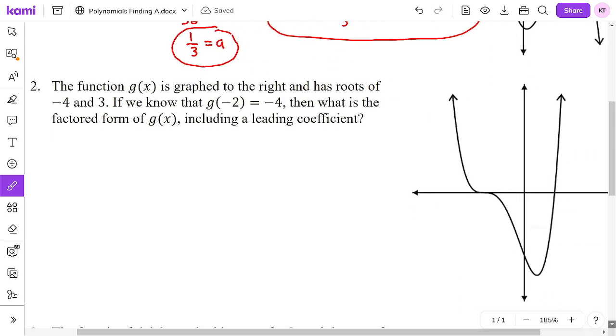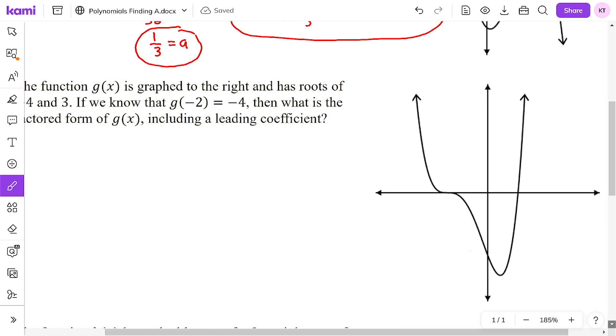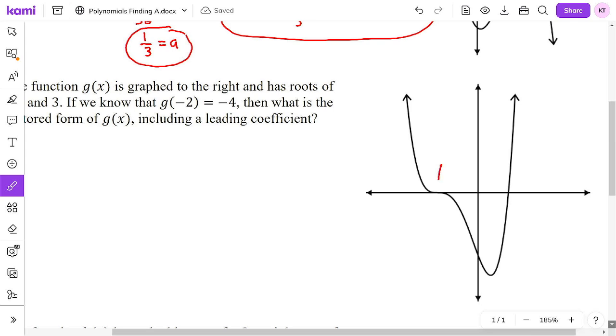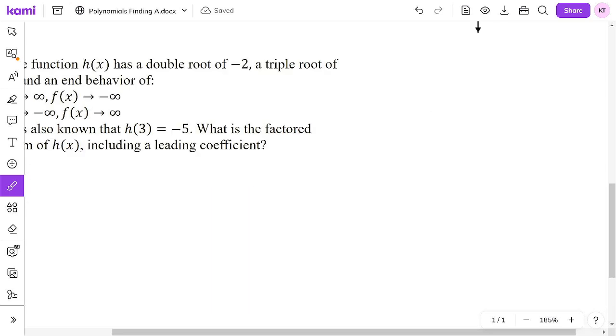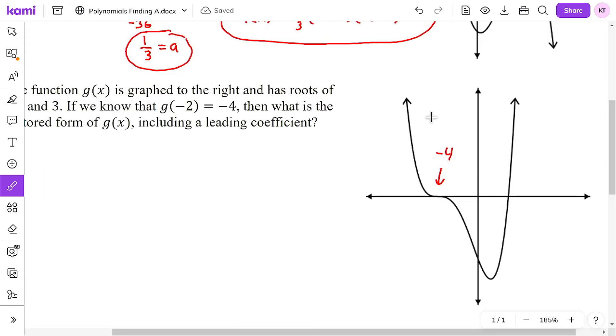So again, I'm going to start by labeling my roots. The one on the left is going to be my -4. And this time we see that it crosses through by flattening out and wiggling through. And we can describe that as having a multiplicity of 3. And then second, we have the root on the right, which is going to be our 3. And it just crosses through linearly. So we can go ahead and say that has a multiplicity of 1.